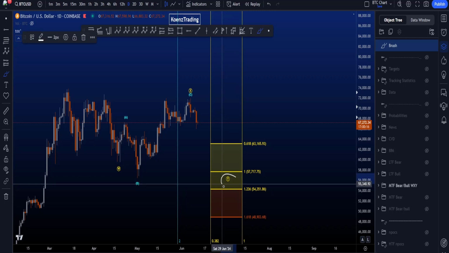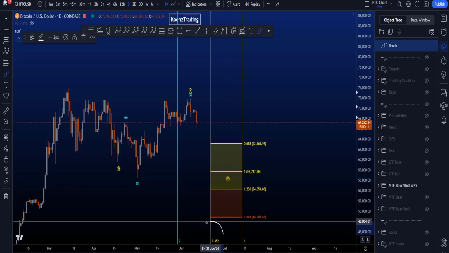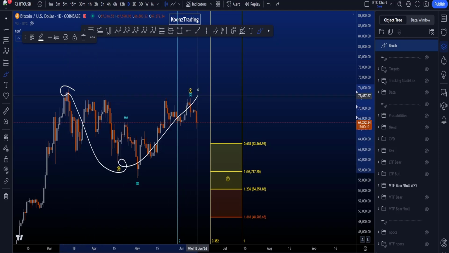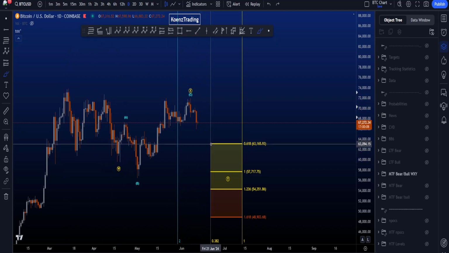Considering time, preferably this wave Y is finishing at least after the 0.382 Fib time taken from the start to the end of W to the end of wave X, giving you a target of Friday the 21st of June.